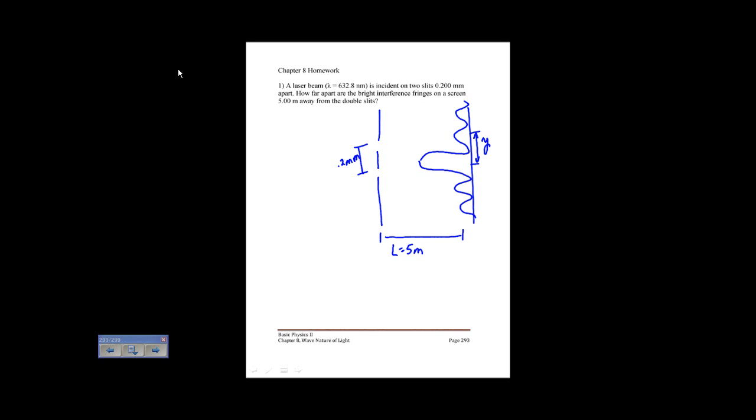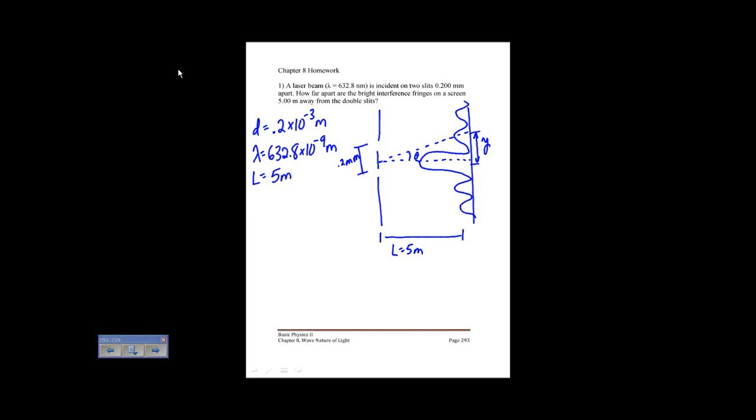So let's just write down what I know. I'm going to write them in SI units. d is equal to 0.2 times 10 to the minus 3 meters. Lambda is 632.8 times 10 to the minus 9 meters, and L is 5 meters. I want to know what is the angle from the 0th order to the first order. So I want to know this angle, theta.